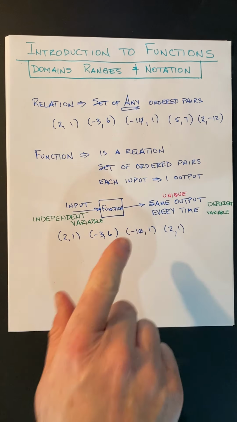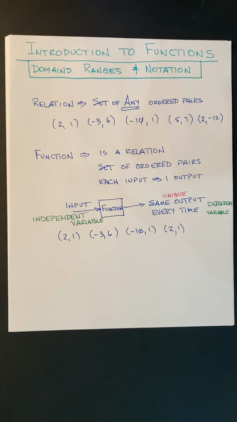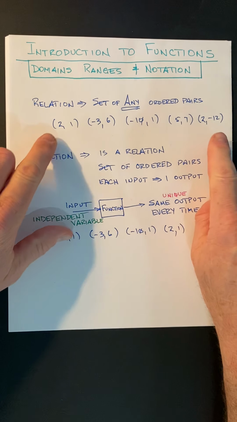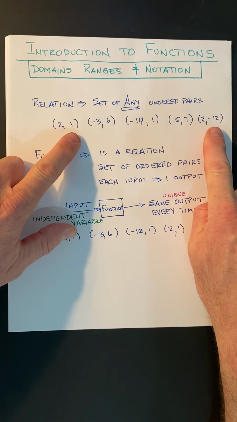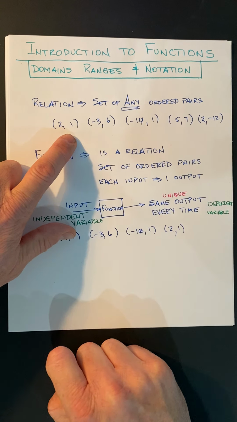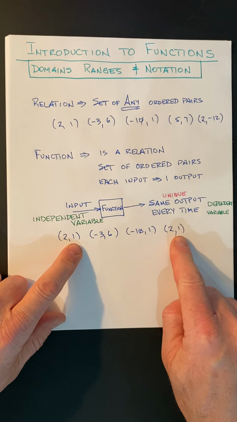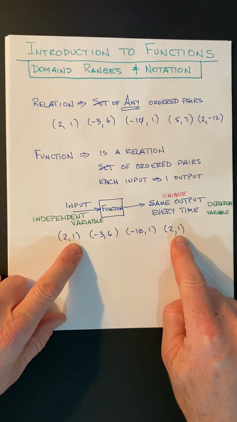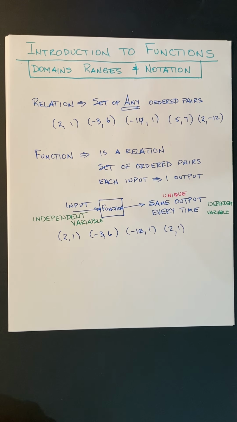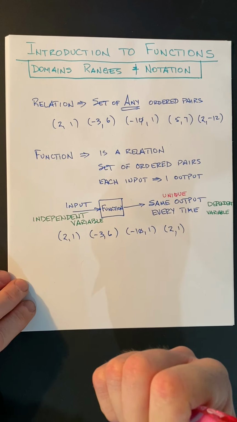So another way of saying that is a function is a set of ordered pairs in which no two ordered pairs have the same first coordinate and a different second coordinate, okay? Same first coordinate, different second. Therefore, it's a relation. Same first coordinate, same second coordinate, okay? So just some terminology there.